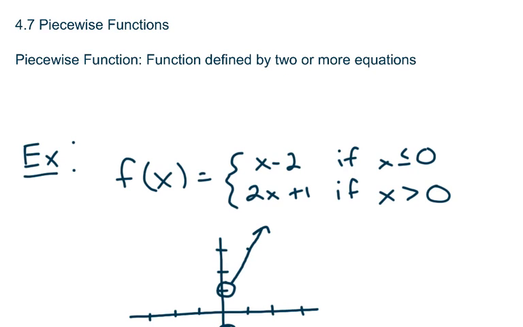Section 4.7, Piecewise Functions, is the final section of Chapter 4. Seems like a marathon, Chapter 4. One vocabulary term, piecewise function. It's probably something you've never seen before, and that's okay.